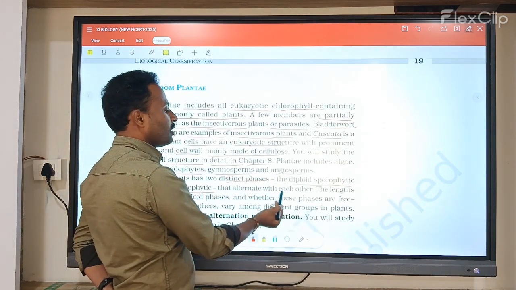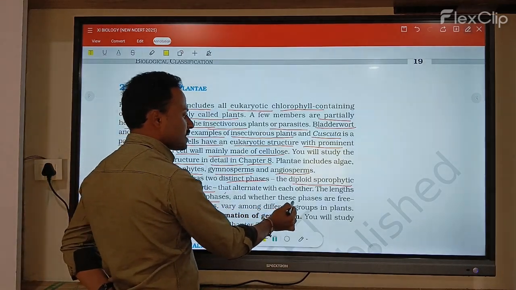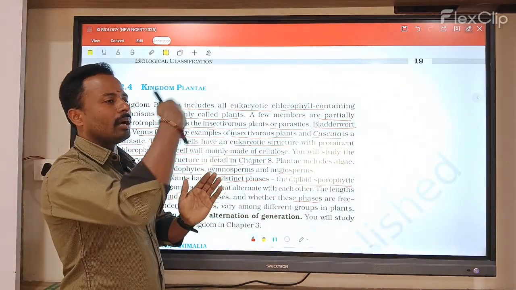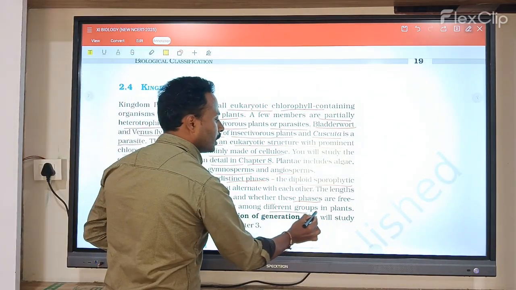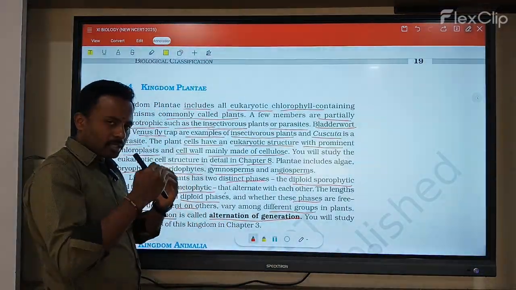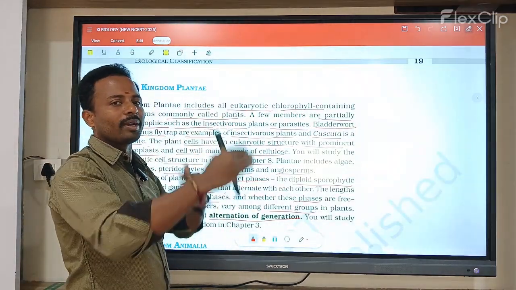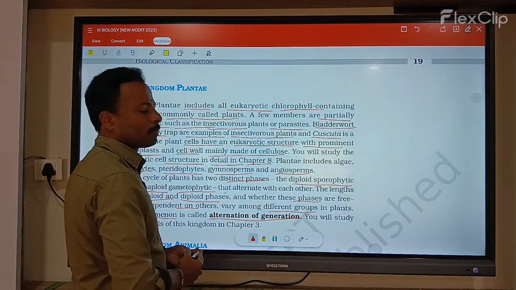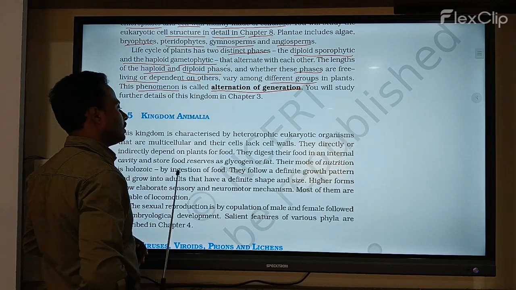These phases alternate with each other, the haploid and diploid phases, and each phase is free living, depending upon the other. First comes the gametophyte, then the sporophyte. Among different groups of plants, this phenomenon is called alternation of generations: gametophyte, sporophyte, gametophyte, sporophyte. You must study further details about the plant kingdom in chapter 3, where the complete information is present.